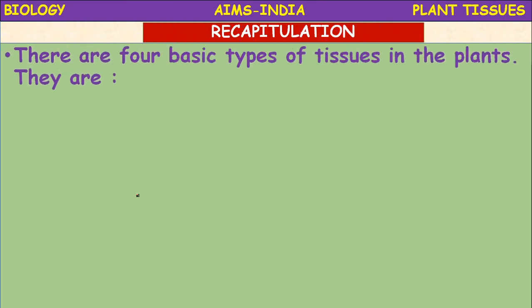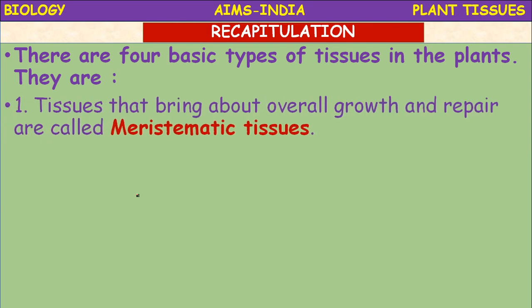There are four basic types of tissues in the plants. What is a tissue? Once again, a tissue is nothing but the group of cells which are similar in structure and similar in function together form a tissue. Okay, there are four major types of tissues present in the plants.